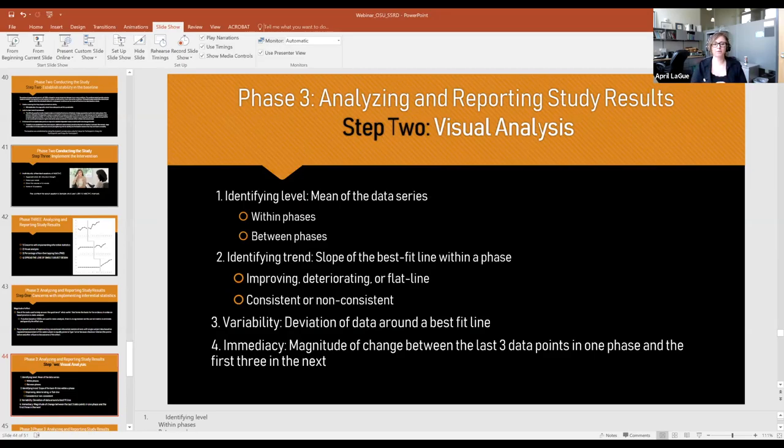Let me just talk quickly about visual analysis. We just are looking at the data series. We're analyzing the mean within phases and between phases. So is there a difference? We look at the slope of the line. So when we're looking at behavior change, is it deteriorating? Is it flatline? Is it consistent? We want to describe it. We want to be very descriptive about our data. And is there a deviation of data around our best fit line? So when we have our best fit slope, is there a data line that drops below here, up here?